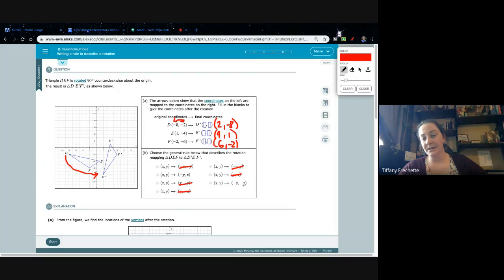So we have two options here. But remember, we didn't want to change X. So we don't want this one either. So this has to be our rule right here.